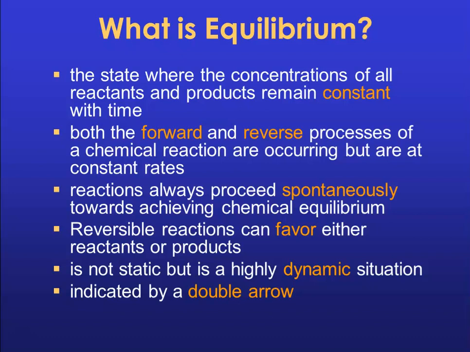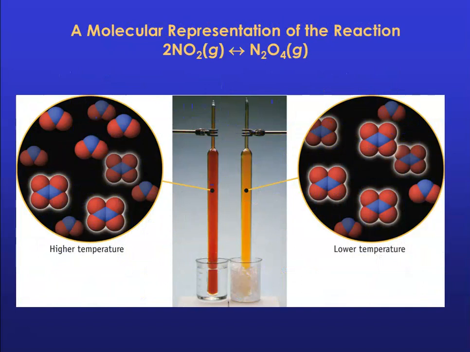The majority of chemical reactions that we have studied are going to favor either the reactants or the products. Reversible reactions can favor either one, and depending on environmental conditions and when equilibriums are disrupted, reactions will shift in response to those changes. So it is a very dynamic situation. It is not static. We typically see it represented with an arrow pointing in both directions.